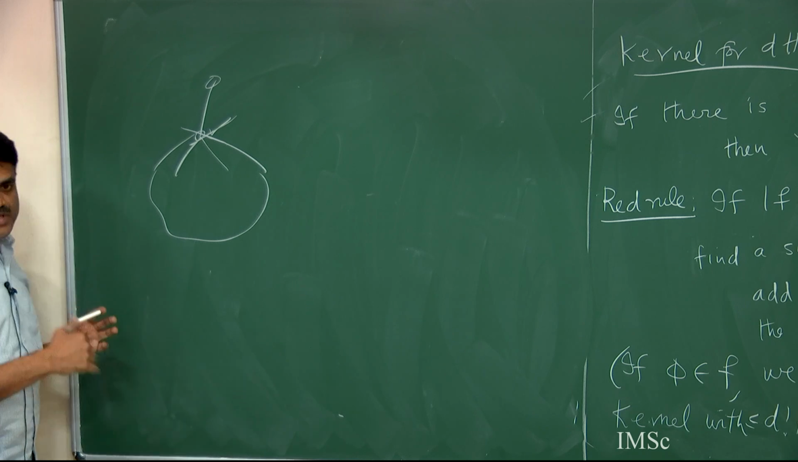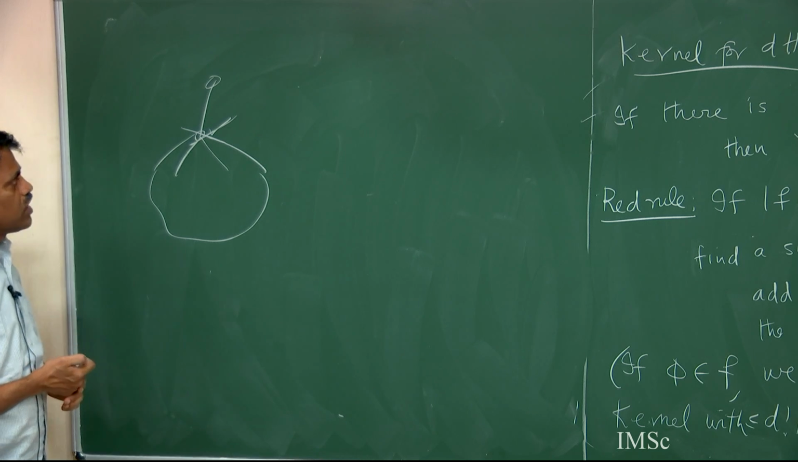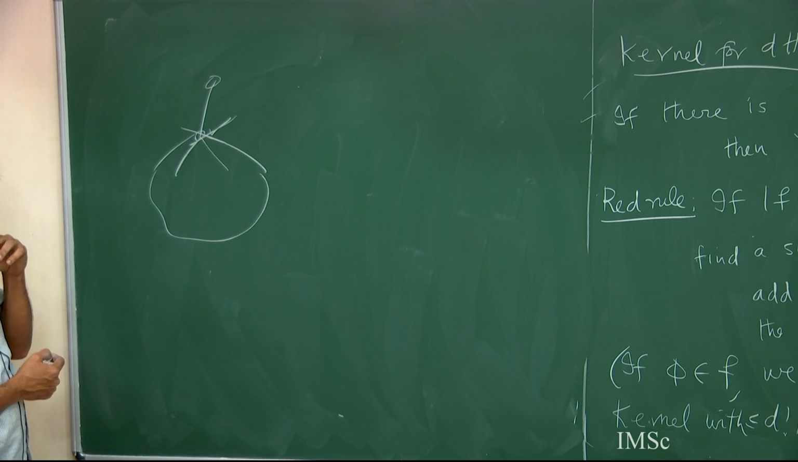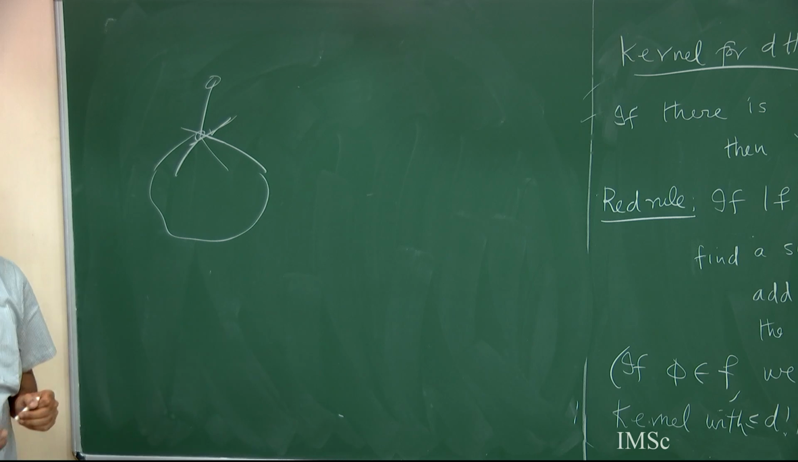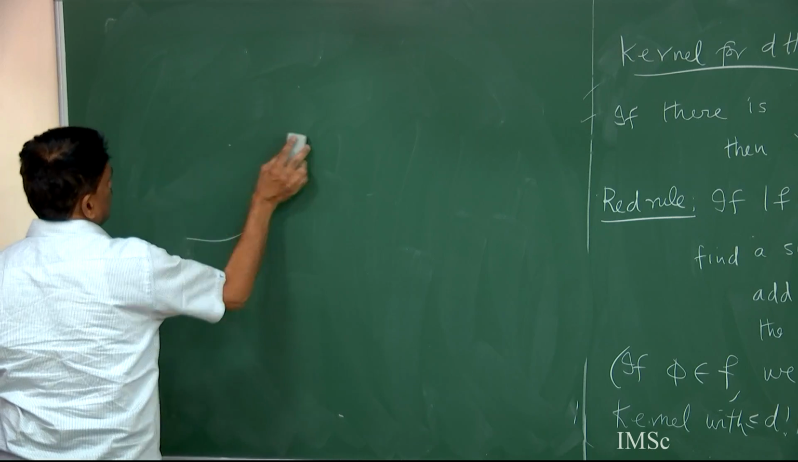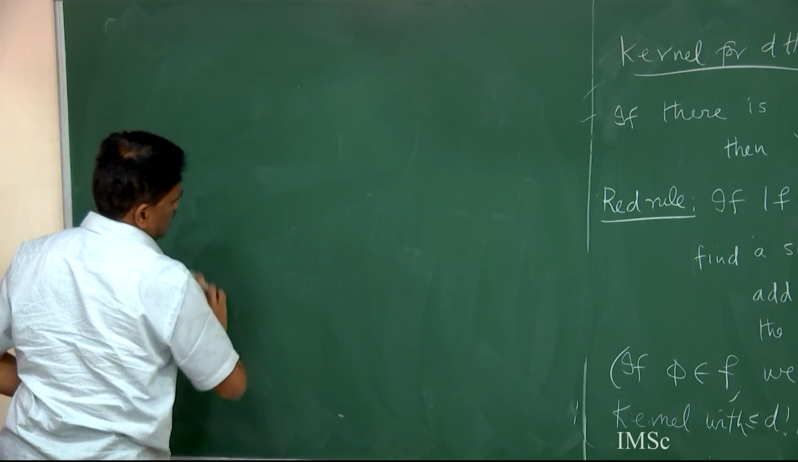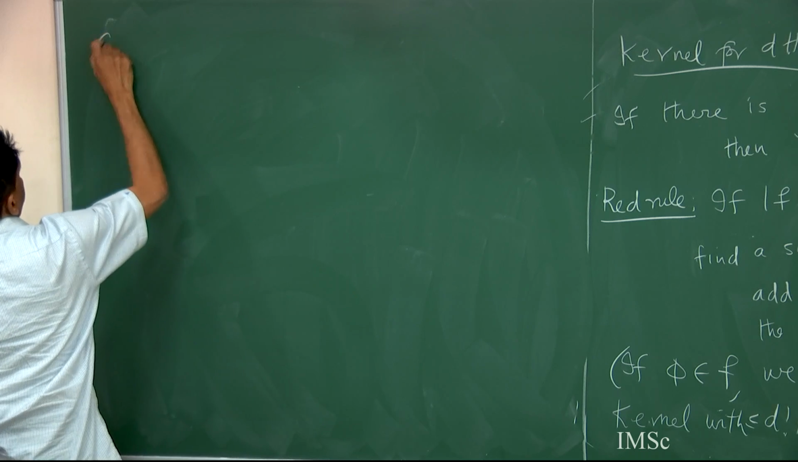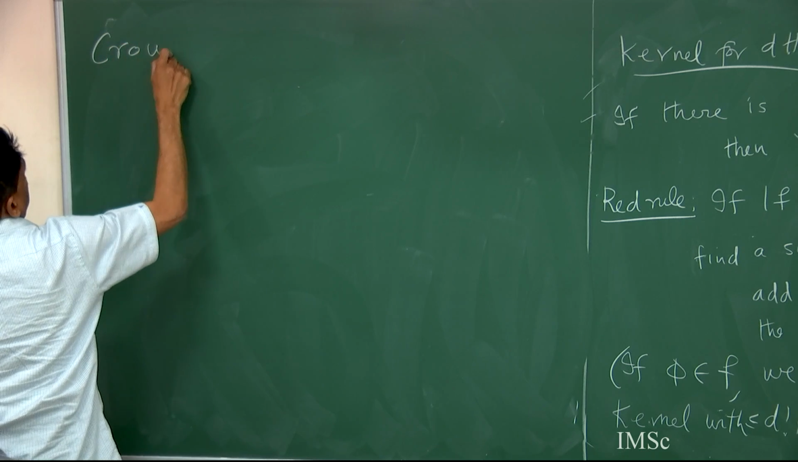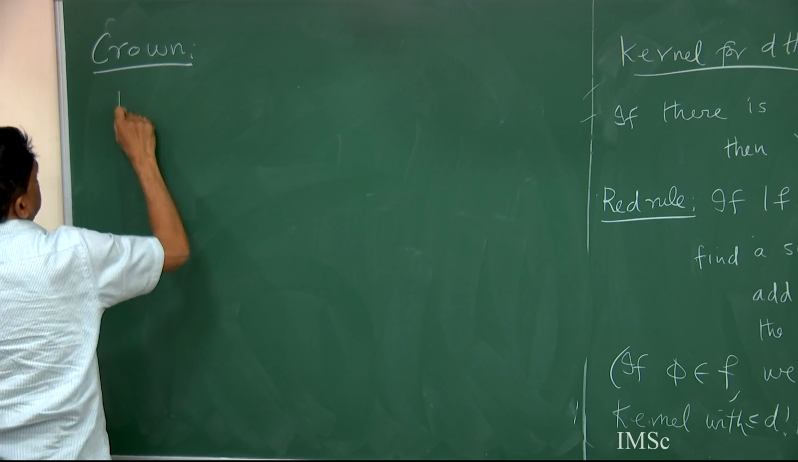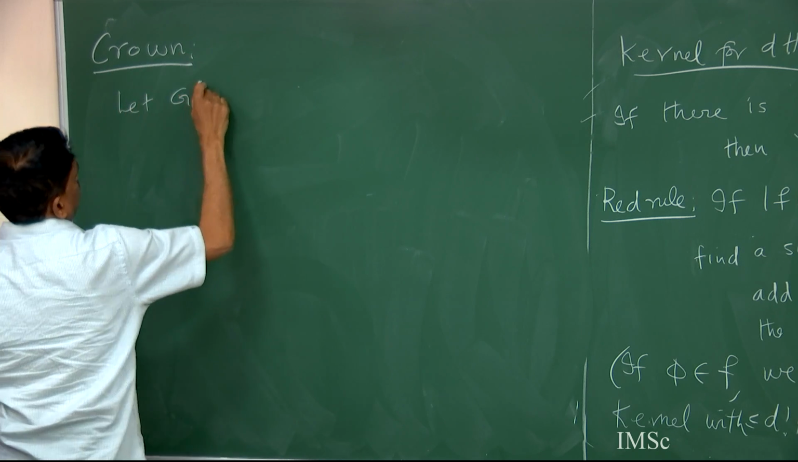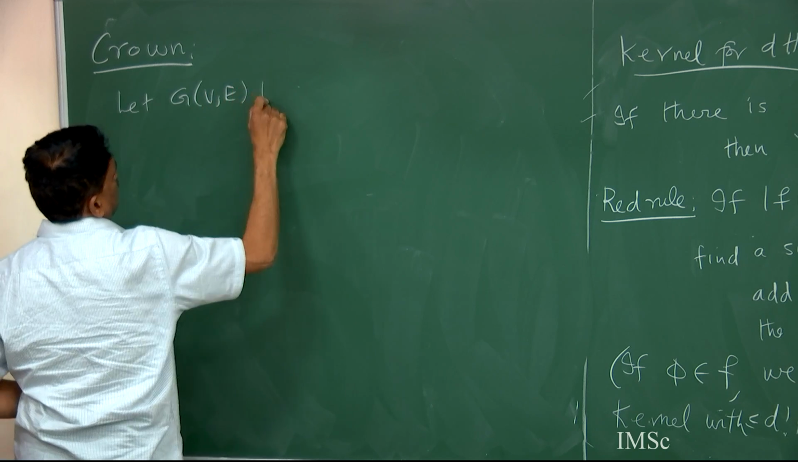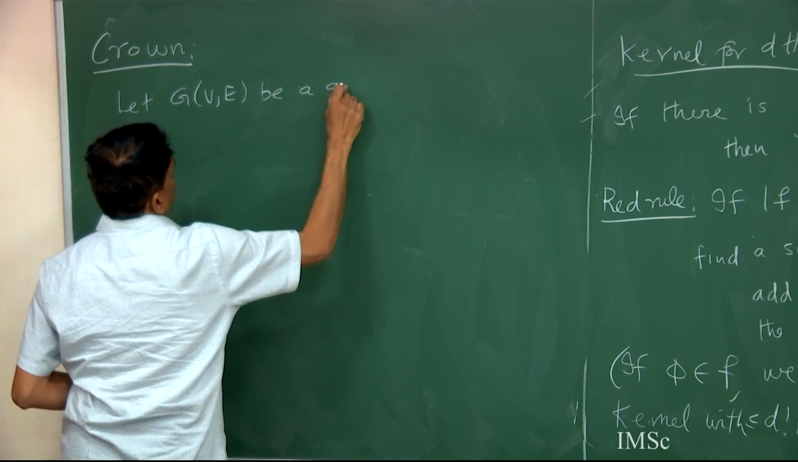This rule can be generalized to what is called a crown reduction rule. So what is a crown? Okay, another nice combinatorial structure based on matching. So let G be a graph. We are working with an undirected graph.